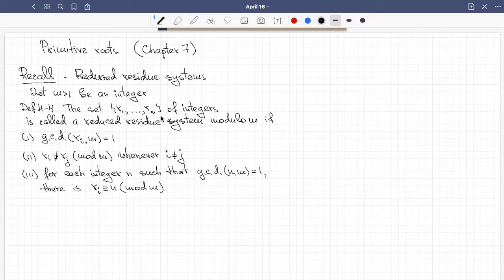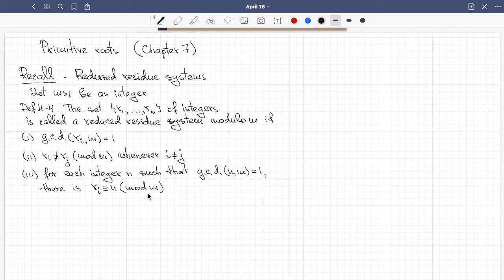We discussed equivalence classes. You remember that being congruent modulo m is an equivalence relation, and we have all integers split into classes, equivalence classes. It is cleaner to speak in the language of equivalence classes, but because the book uses another language, I will use both interchangeably, simultaneously. So this is the definition of a reduced residue system.